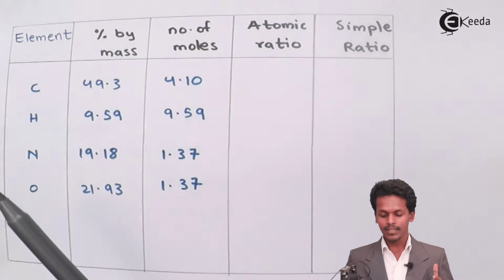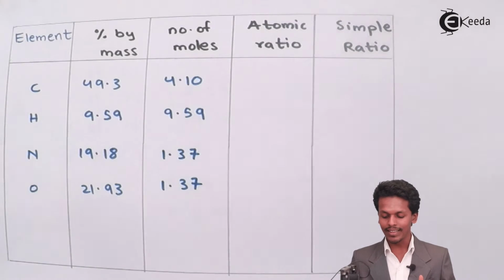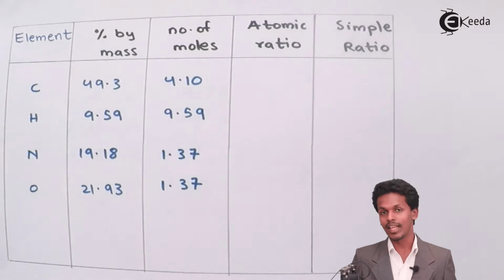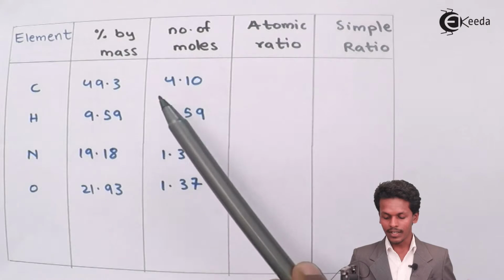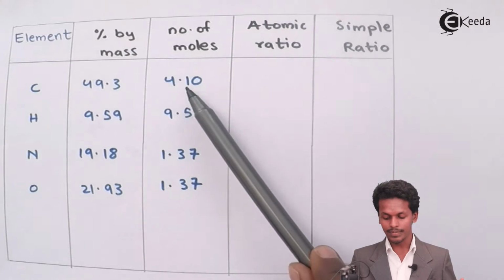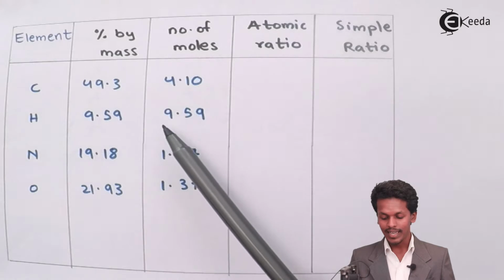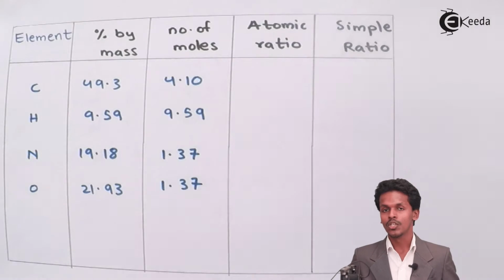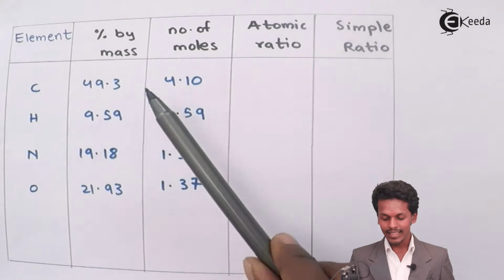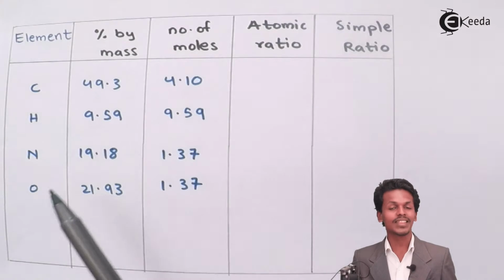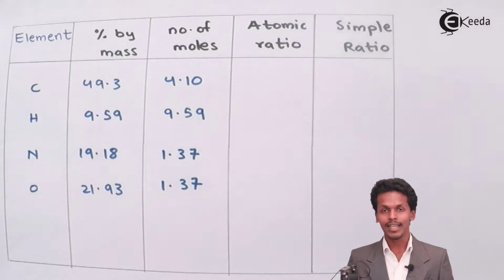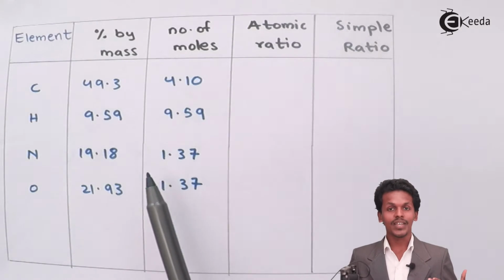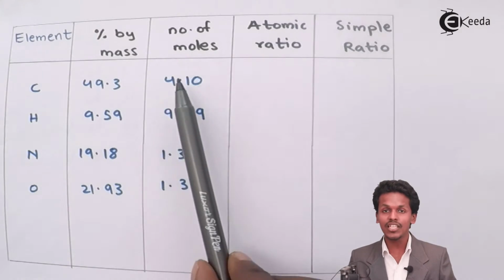We have already calculated the number of moles, and the next thing we have to do is determine the atomic ratio of each and every element. In this case, 4.10 is a higher number compared to 1.37, and the highest number is 9.59, and these moles are not present in a whole number ratio. So we are going to divide each number of moles by the smallest number of moles that we have obtained. The smallest number is 1.37. So we are going to divide each number by 1.37.